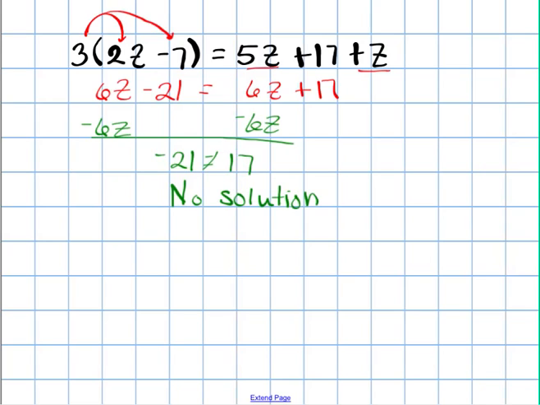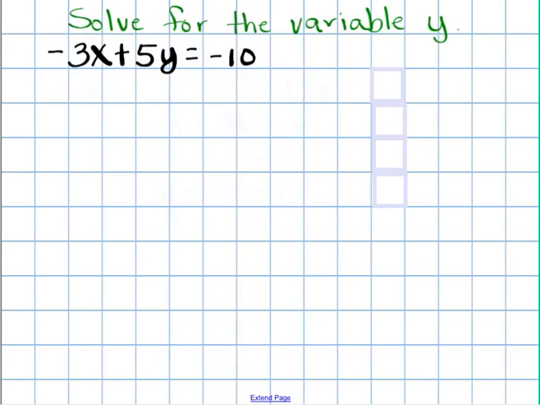And I want you to think about that more as we progress through equations. And then this last example says that we solve for the variable y. Now in this case, we're given the equation. It happens to be in a standard form for linear equations, but it's a 2-variable equation. And we have negative 3x plus 5y equals negative 10.